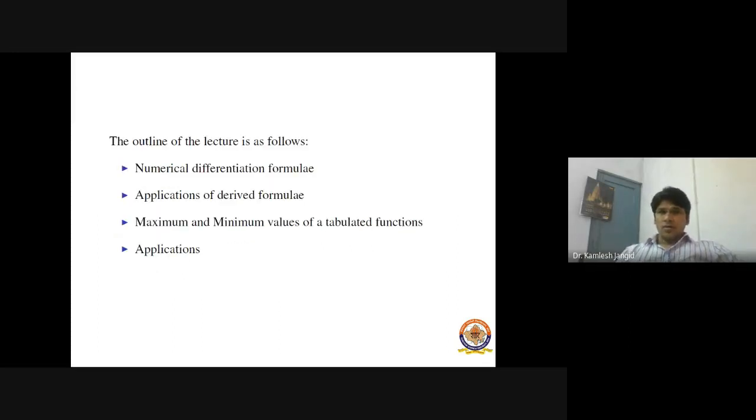So the outline of the current lecture is as follows. In the first section we derive the numerical differentiation formulas. In the second section we show the application of the derived formulas. In the third section we derive the maximum and minimum values of the tabulated function. In the last section we will study the application of the formulas derived in the previous section.